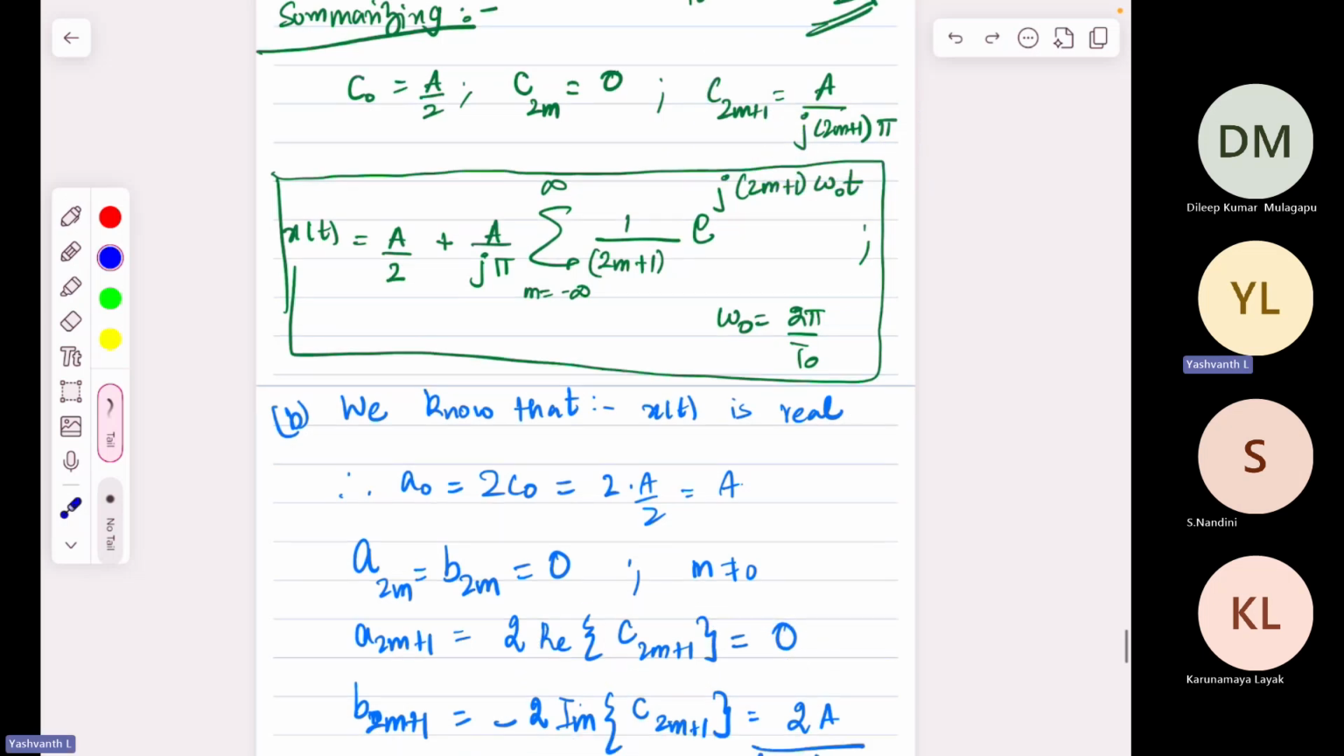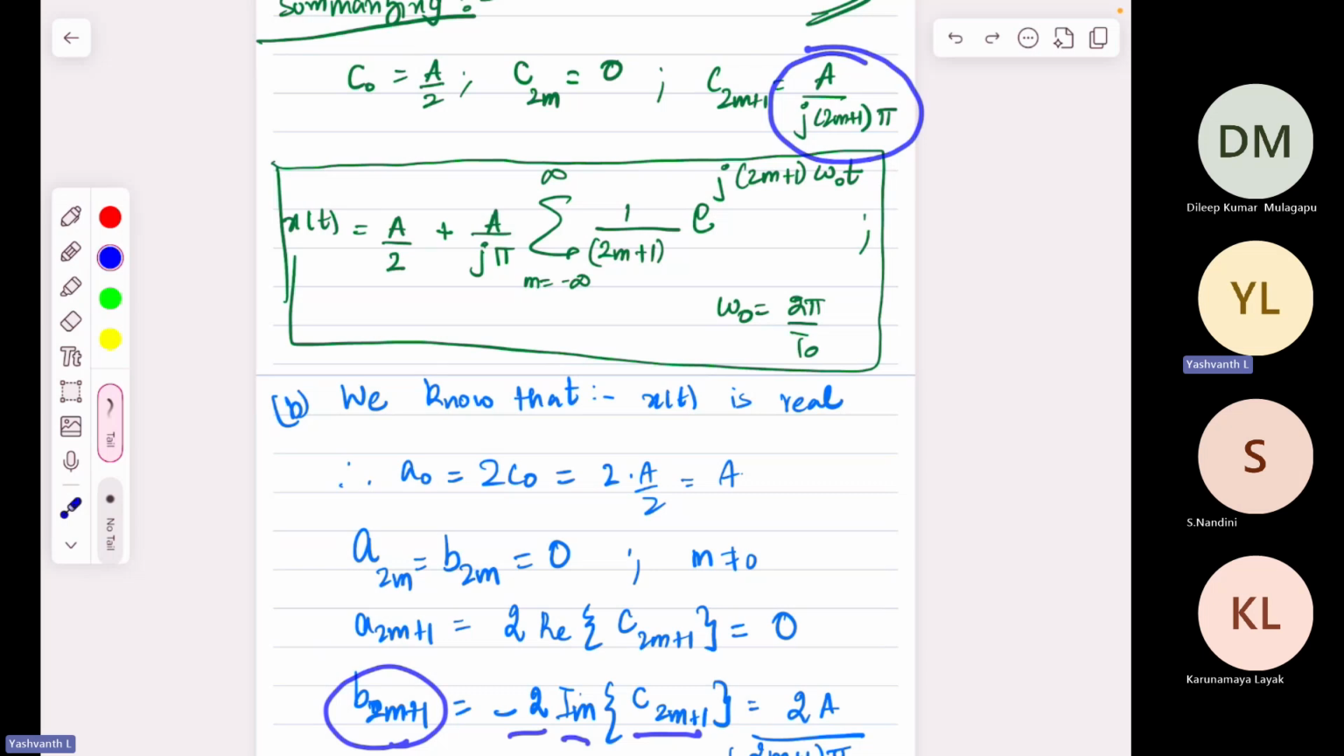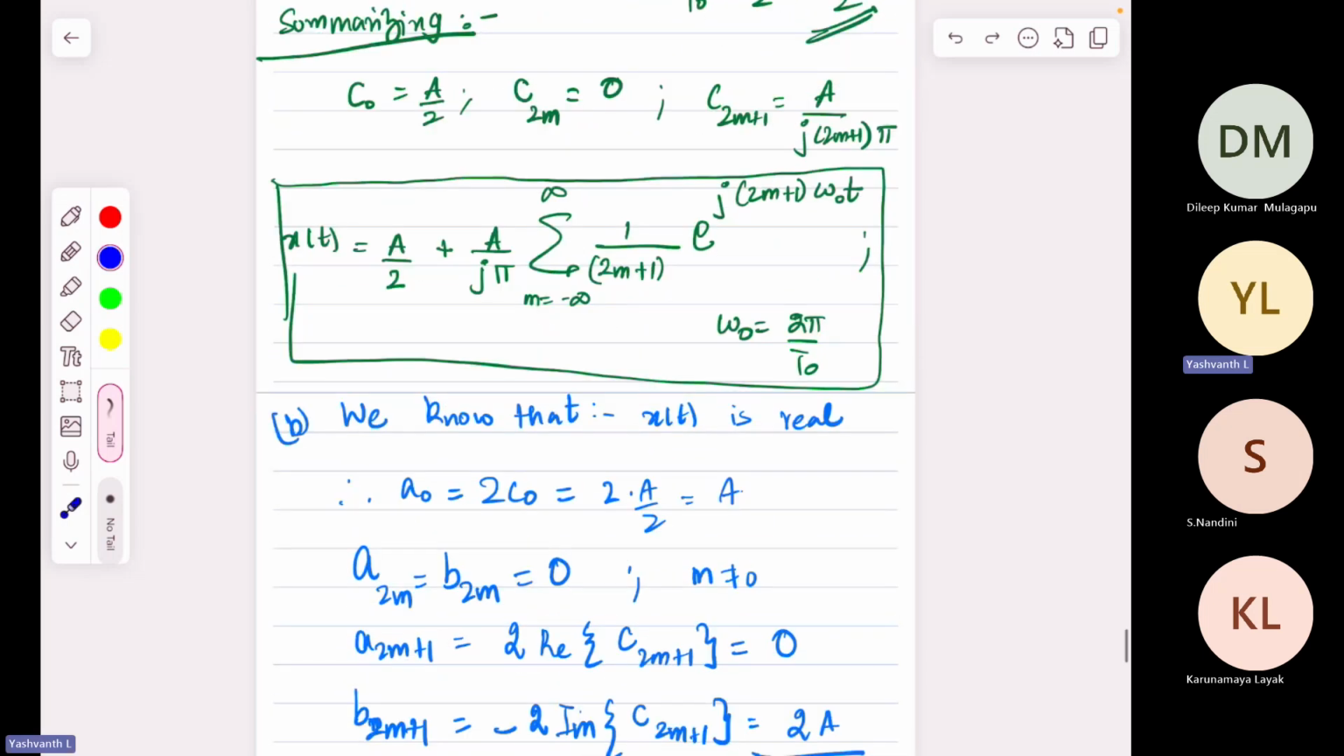Next is what? b_{2m+1} is given by minus 2 times the imaginary part of c_{2m+1}. So now what is the imaginary part of this? You need to bring j up. So this is the same as minus j into a by (2m plus 1) into pi. Therefore, the imaginary part of this is nothing but minus a by (2m plus 1) into pi.